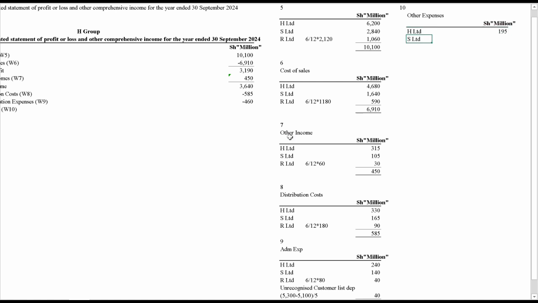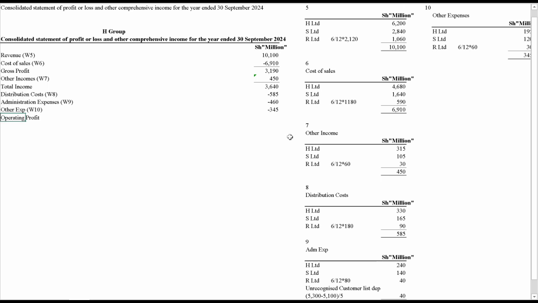So we do the same. We add for H Limited, then you have the S and the 6 month for R Limited. So we have 345. Then you go to the operating profit. So we add that to get 2,255 after we subtract our total income.